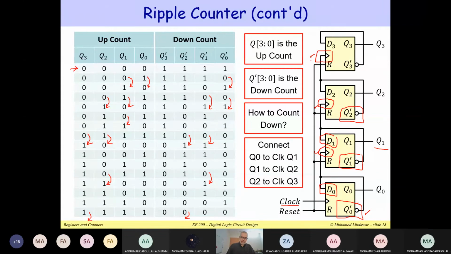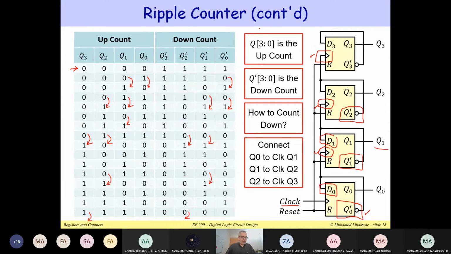Yes. So basically, we connect Q0 to the clock of Q1. We take Q1 to the clock of Q2. Now we still connect Q0 prime to D0 and Q1 prime to D1 because we have to toggle. But we take Q0 to the clock of Q1. We take Q1 to the clock. So I have to change the wiring for the clock input. The clock of Q1 has to come from Q0, and the clock of Q2 has to come from Q1, not from Q1 prime.